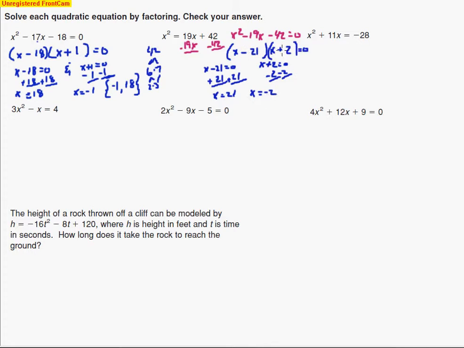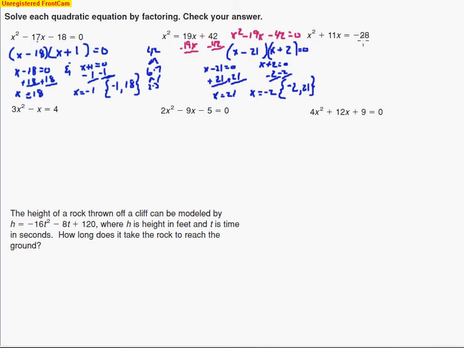Either way you do it, 0 times whatever number it is still makes 0. So those are the right answers. Negative 2 and 21. That's our solution set. Remember, these solutions represent x-intercepts because we're setting y equal to 0. That's what the 0 is.